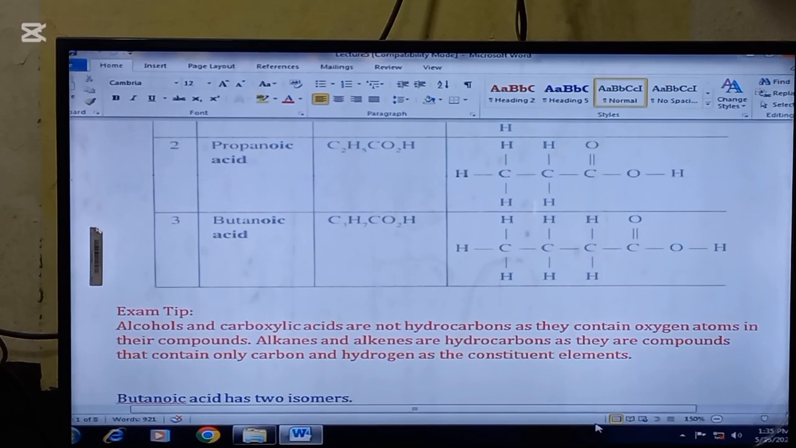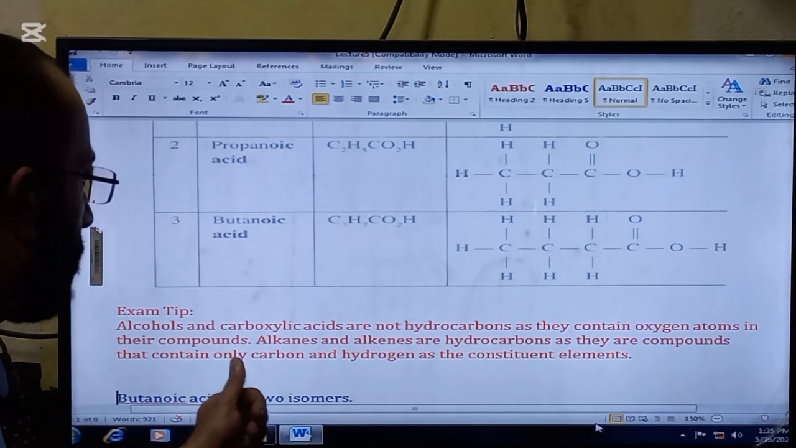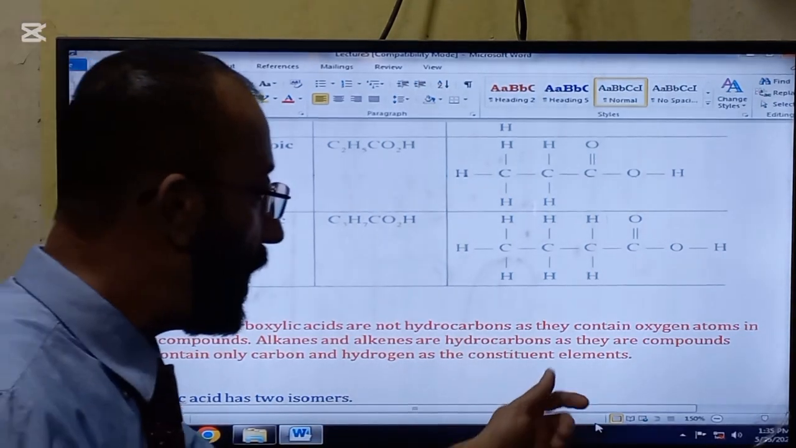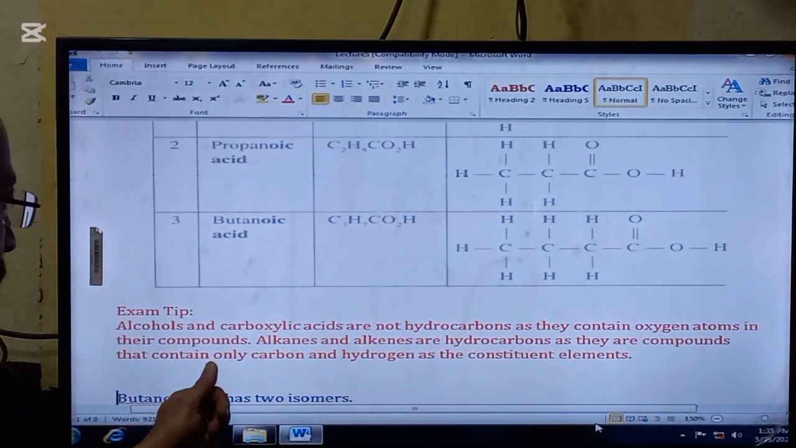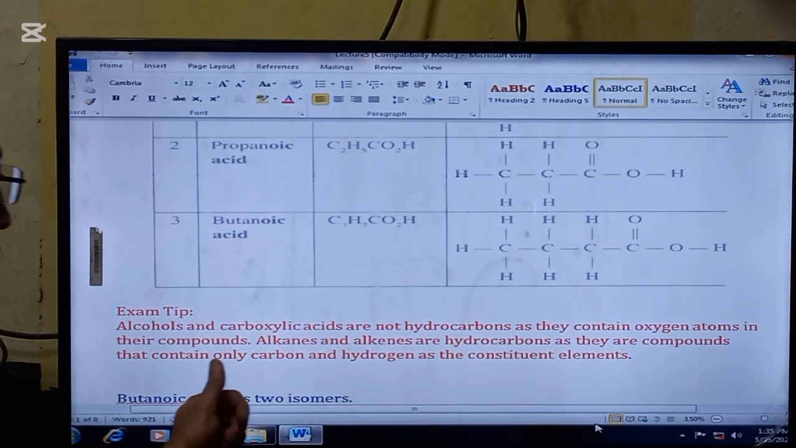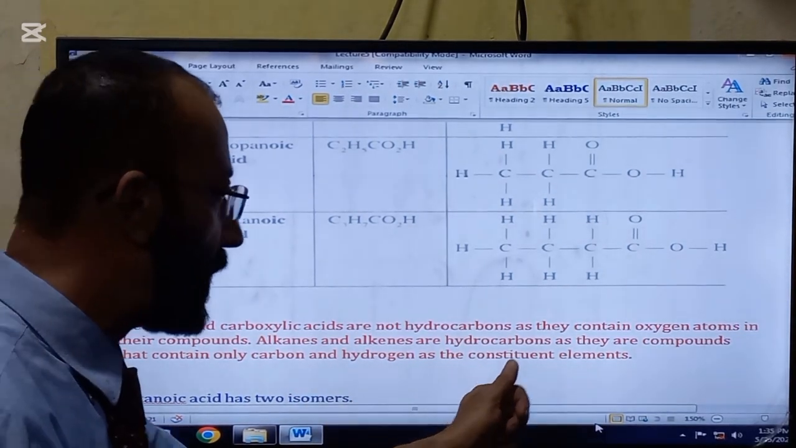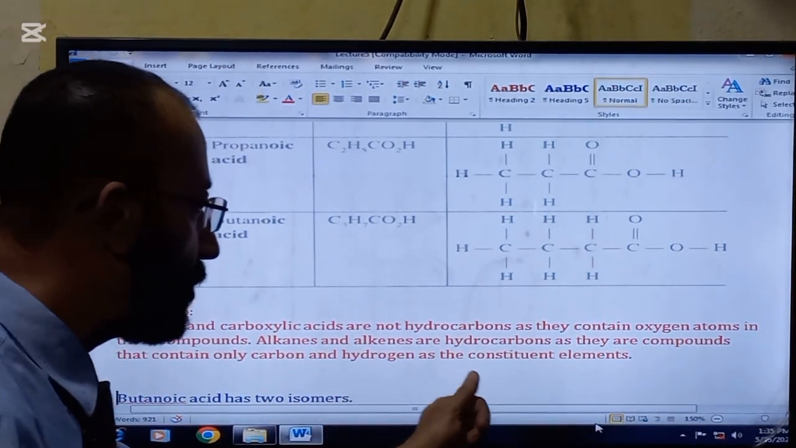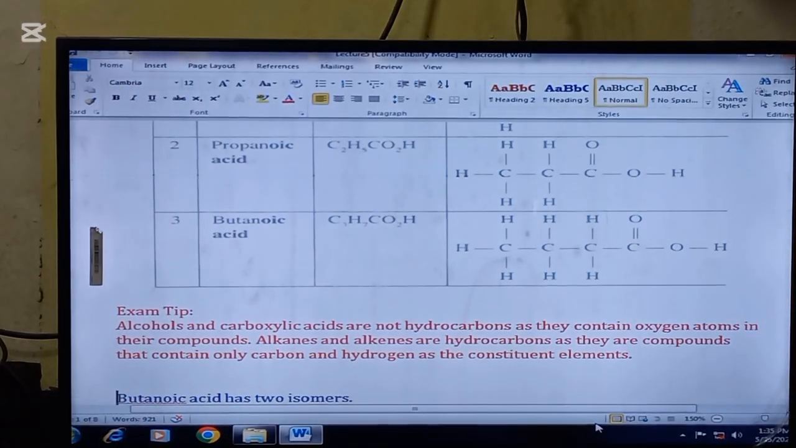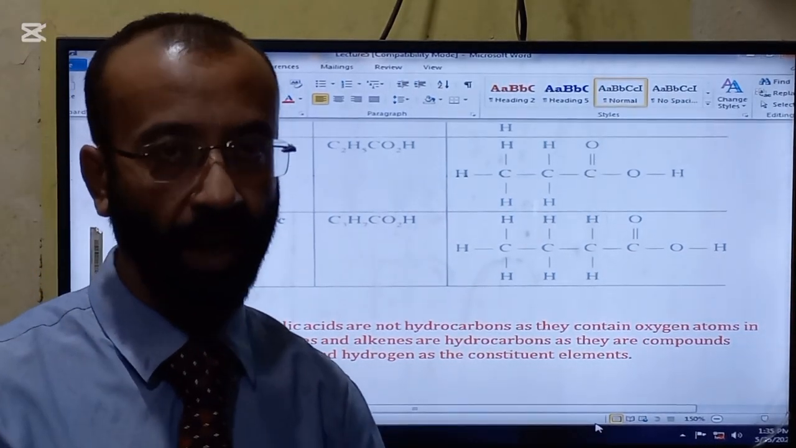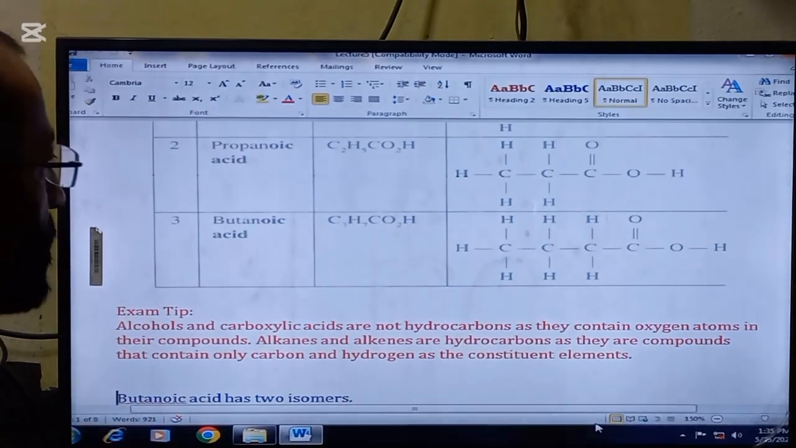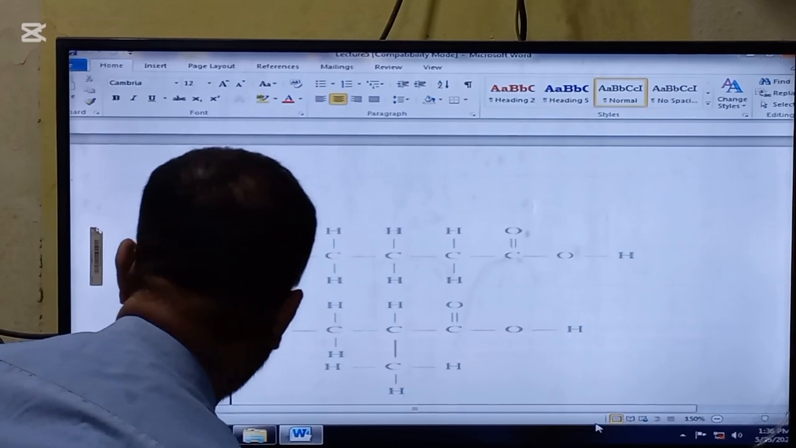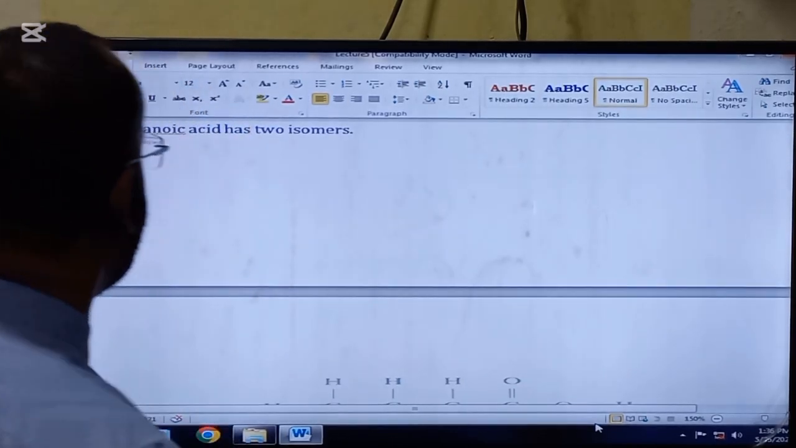Exam tip for you students: alcohols and carboxylic acids are not hydrocarbons as they contain oxygen atoms in their compounds. Alkanes and alkenes are hydrocarbons as they are compounds that contain only carbon and hydrogen as the constituent elements. So hydrocarbons contain only carbon and hydrogen. That's why alcohols and carboxylic acids are not hydrocarbons, because they contain oxygen also.